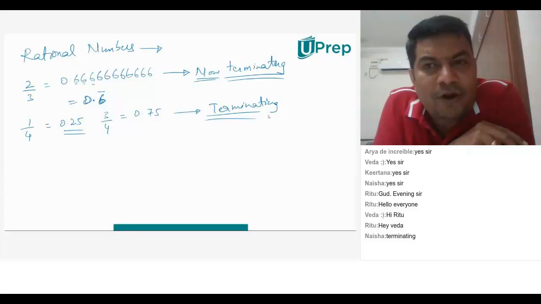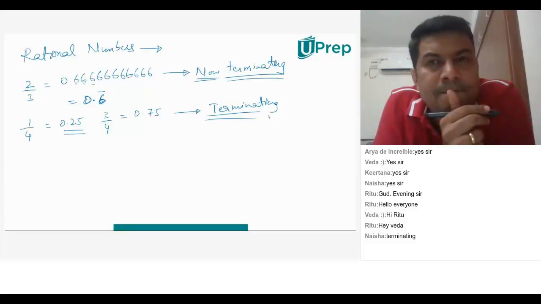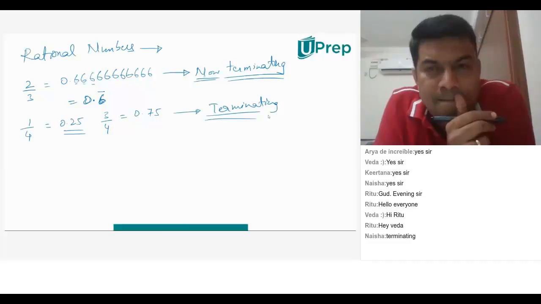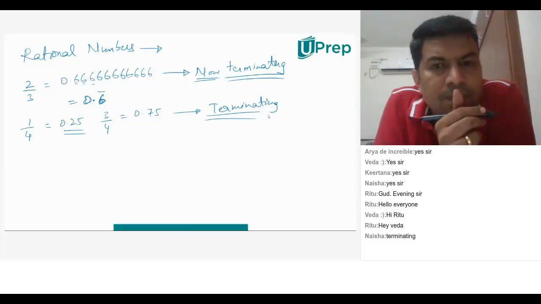So we understood terminating and non-terminating. Recurring is when, after the decimal point, one number or a particular set of numbers repeat themselves again and again. Non-recurring numbers can be non-terminating as well, because non-recurring numbers are numbers which are different. The same numbers don't repeat themselves.